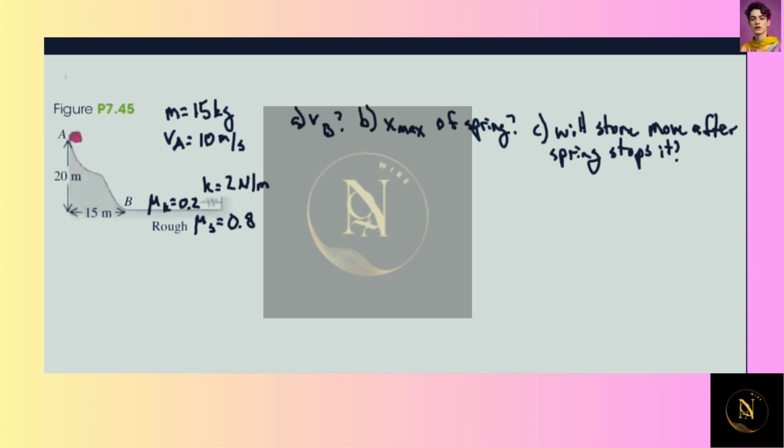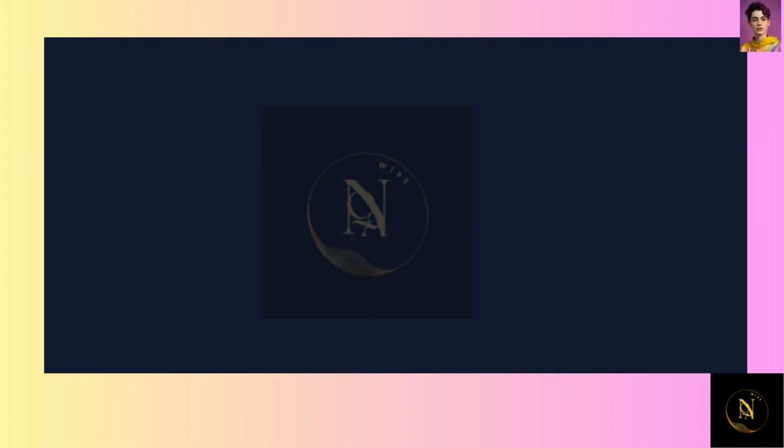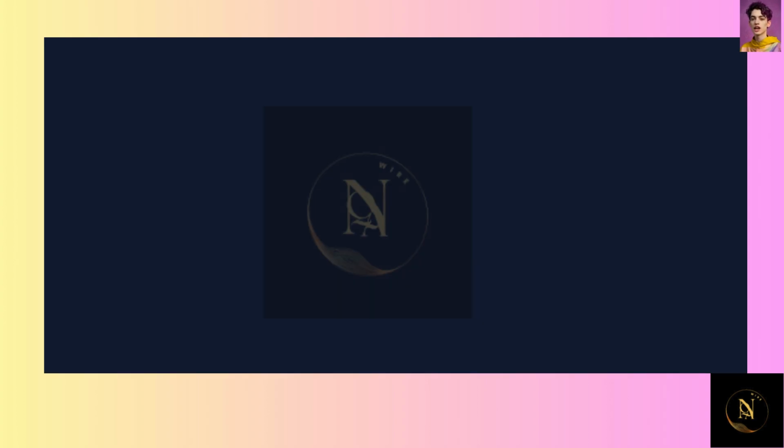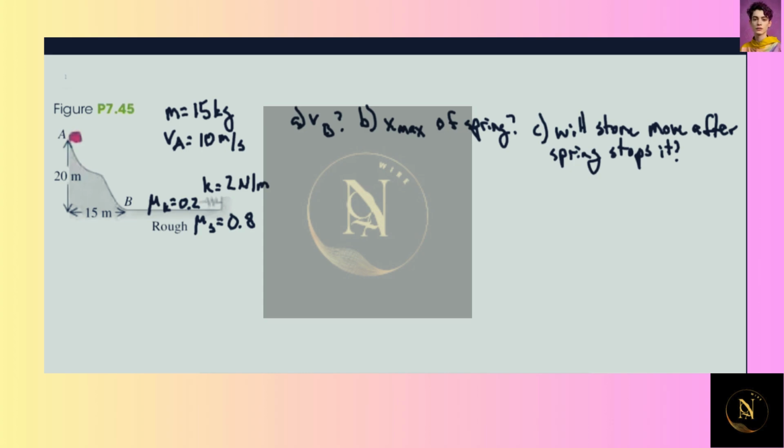We have a stone rolling down a hill that's snowy. It then slides along a rough patch of ground until it goes a distance of 100 meters before it hits a light spring that's long with a spring constant of 2 newtons per meter.